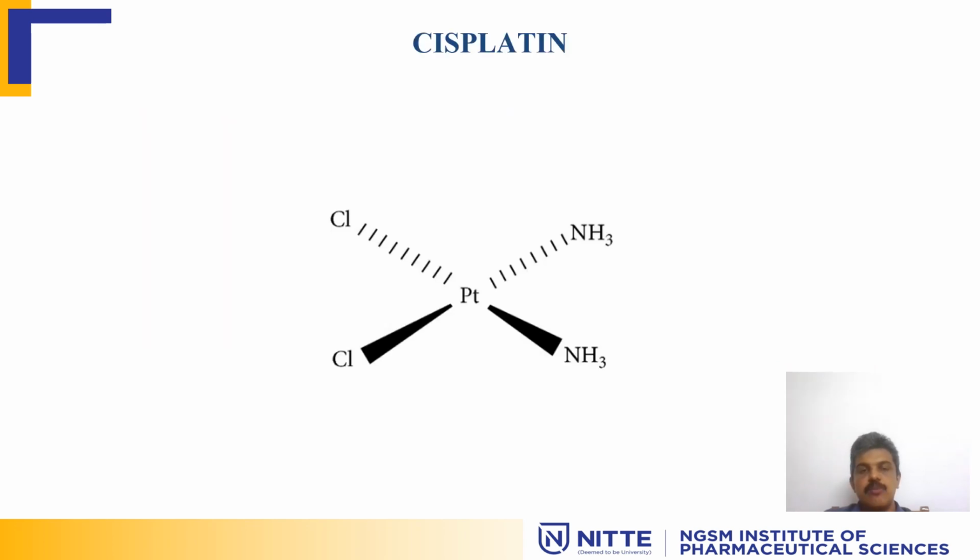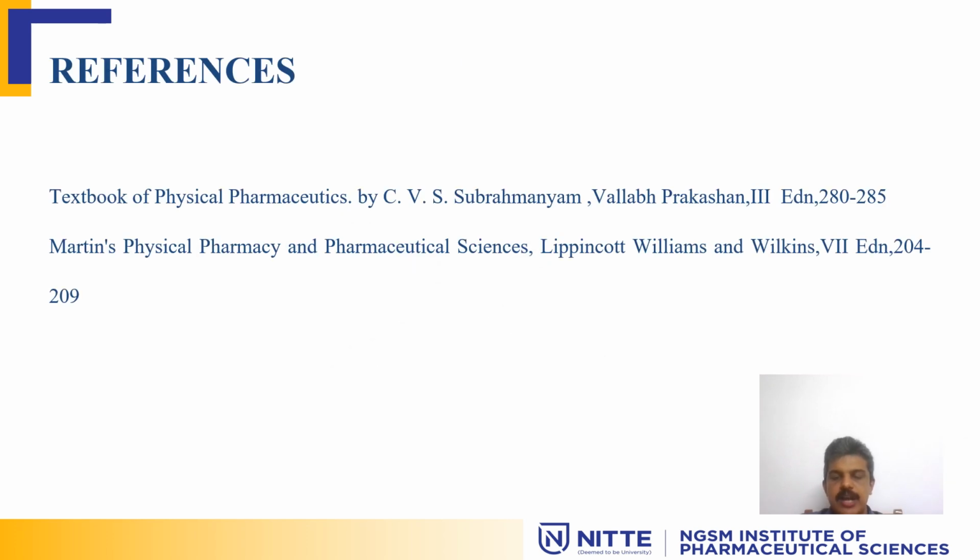Another important complex is cisplatin. In cisplatin, we can see there are two chlorine atoms and two ammonia molecules, and the central metal atom is platinum. Cisplatin is a potential anti-cancer agent. So cisplatin is also an example of complex formation.